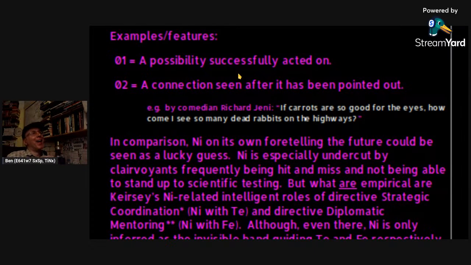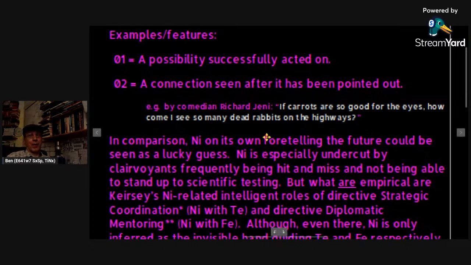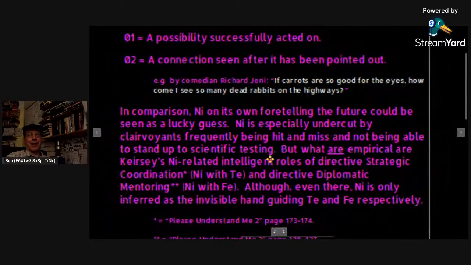It's a bit late. Right. A connection seen after it's pointed out. So, by comedian Richard Jeni: this is a bit lame, but it's an example. If carrots are so good for the eyes, how come I see so many dead rabbits on the highways? So a refutational connection. All right. Well, you've got carotene, I suppose. Anyhow.